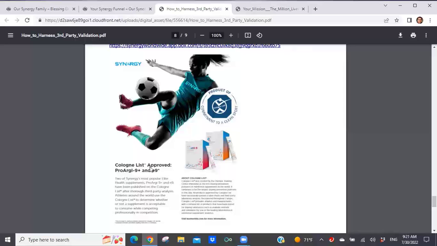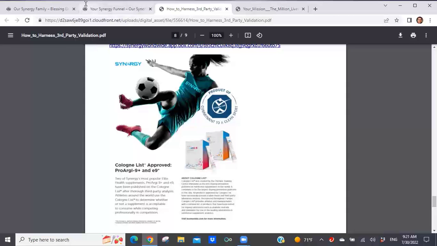We're listed on the Cologne List for ProArginine Plus and E9. So again, it gives that third-party validation to an athlete that they can use these products without worrying about the ingredients causing them a problem in a drug test.